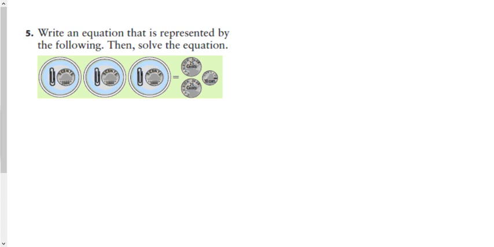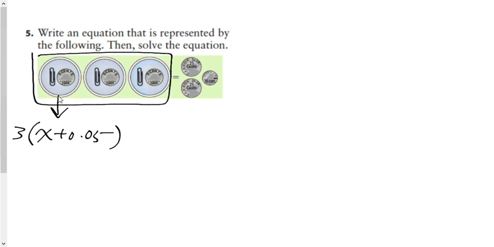Question 5 says, write an equation represented by each of the following. So if I think about what this means, this is a paper clip, which we're going to represent its value by x and 5 cents, or plus 5 cents. How many paper clips plus 5 cents do we have? We have 3 of them. So we can multiply that amount by 3, and that represents all of this right here. 3 groups of a paper clip plus a nickel. And that has an equivalent value to 60 cents, which we're going to represent with that.